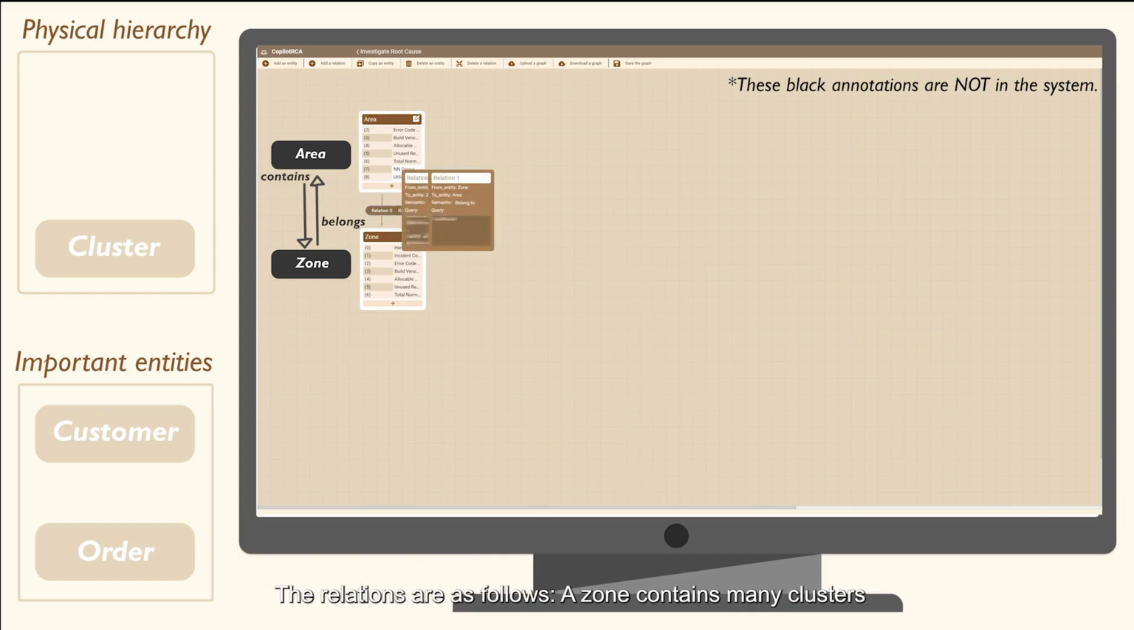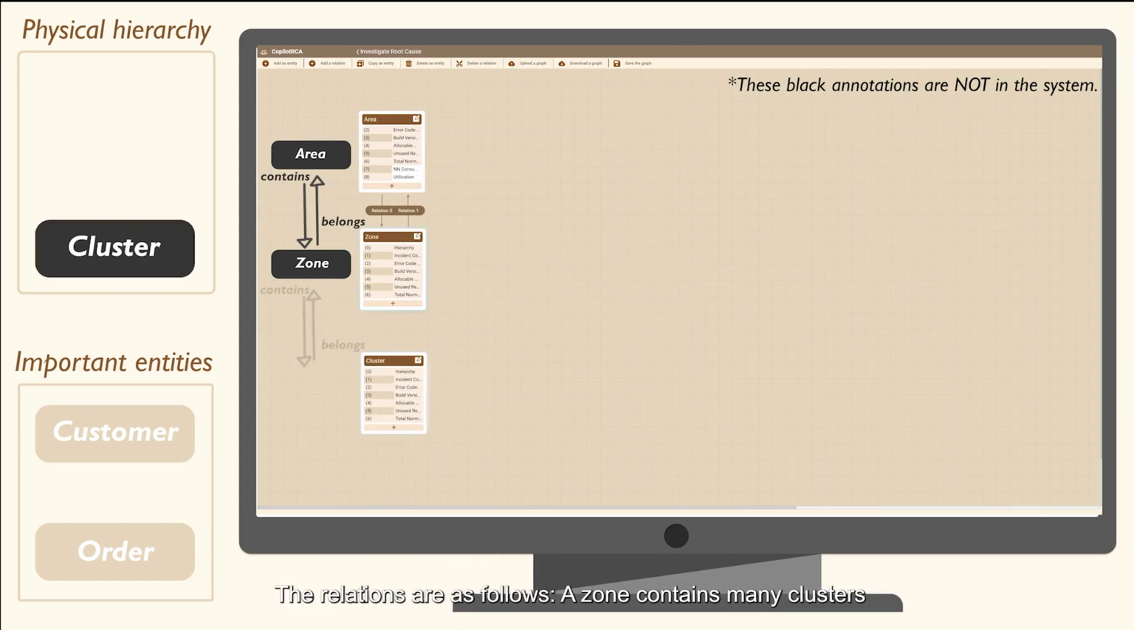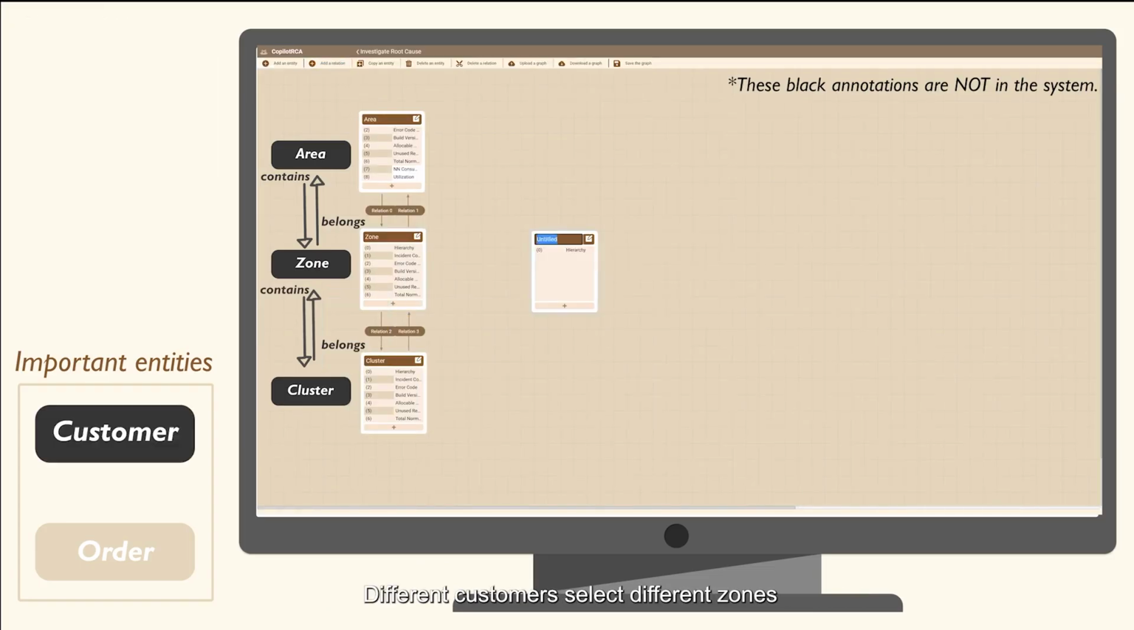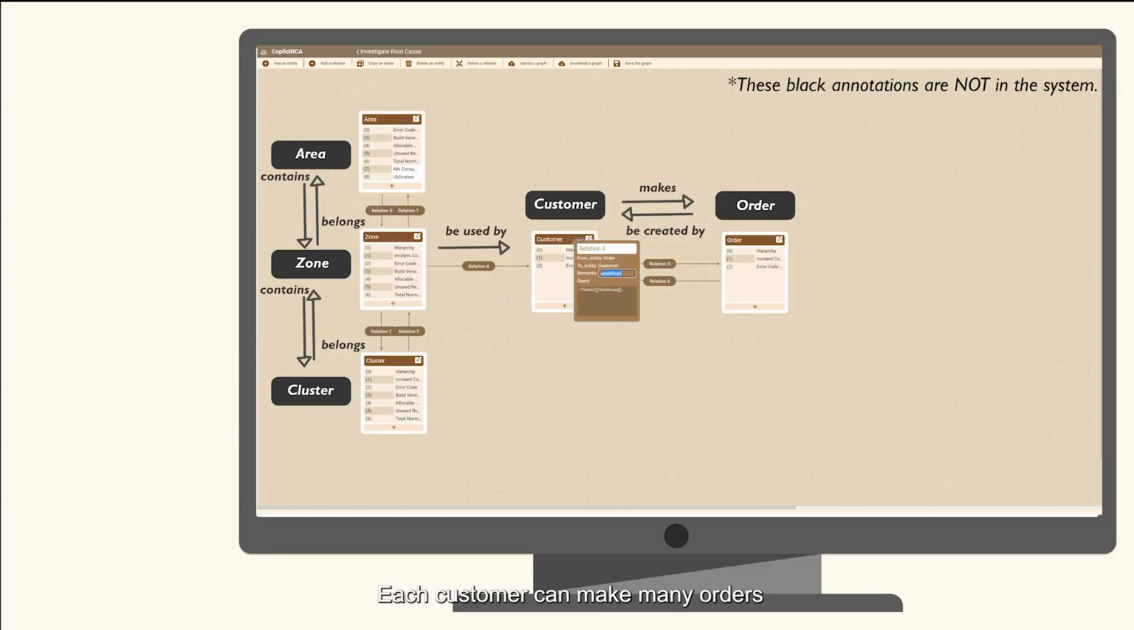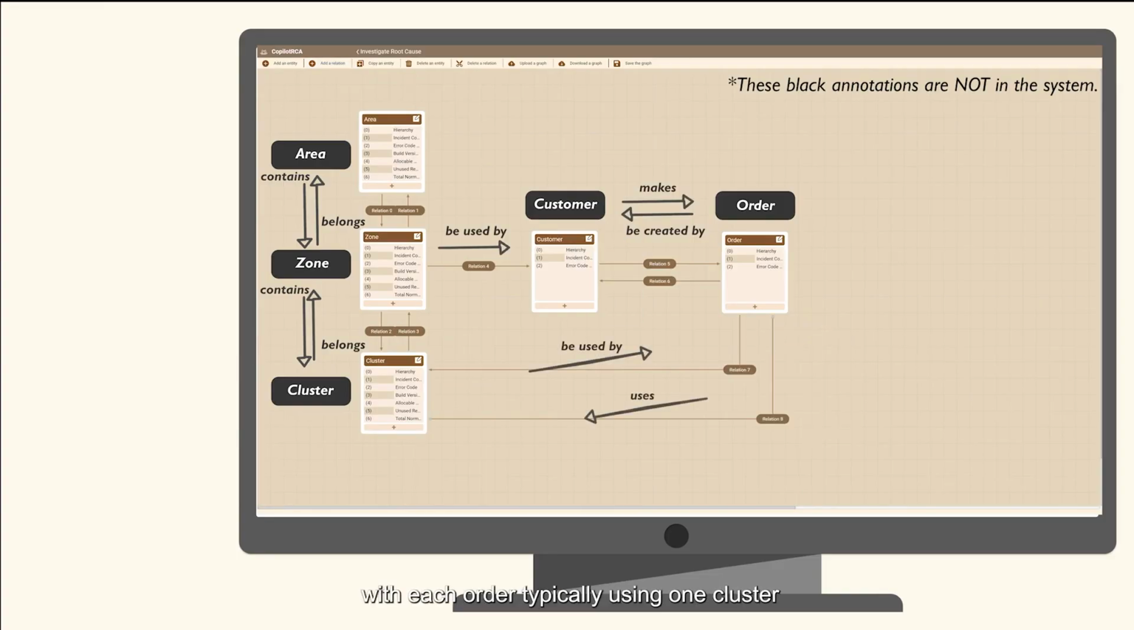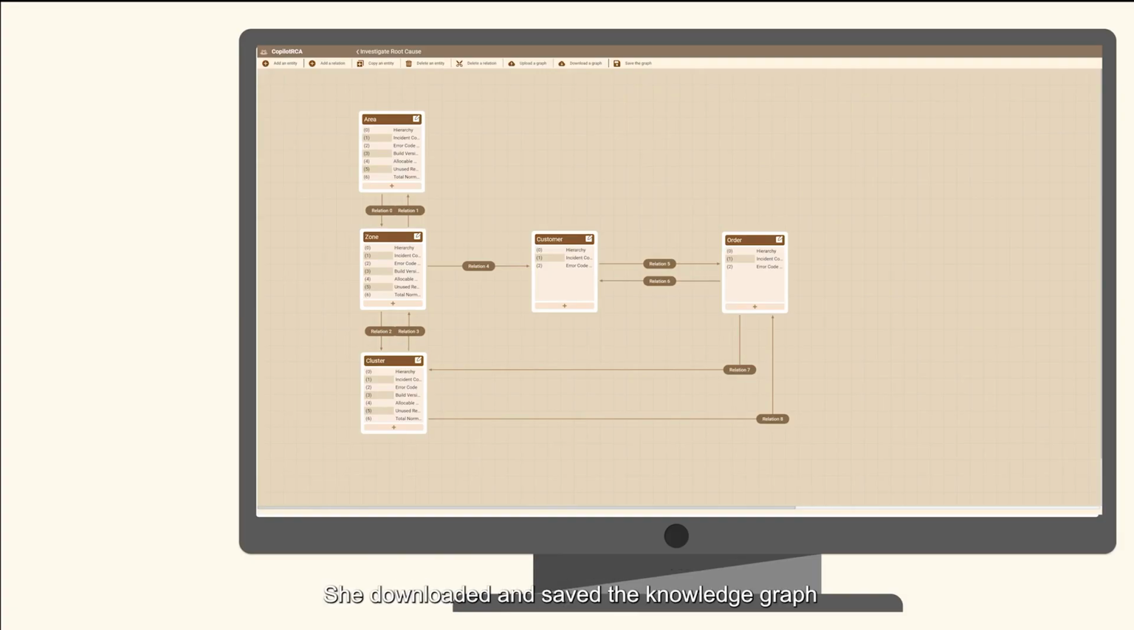The relations are as follows: a zone contains many clusters. Different customers select different zones. Each customer can make many orders, with each order typically using one cluster. The final knowledge graph consisted of 5 entities and 9 relations. She downloaded and saved the knowledge graph.